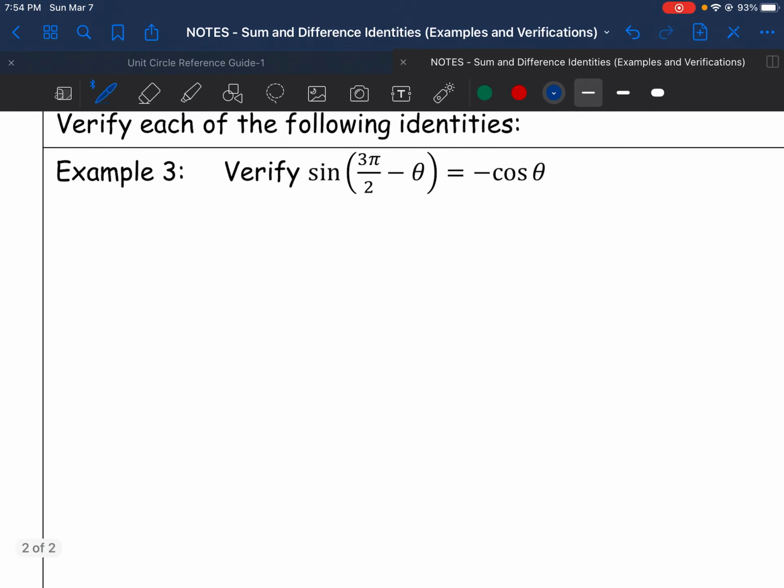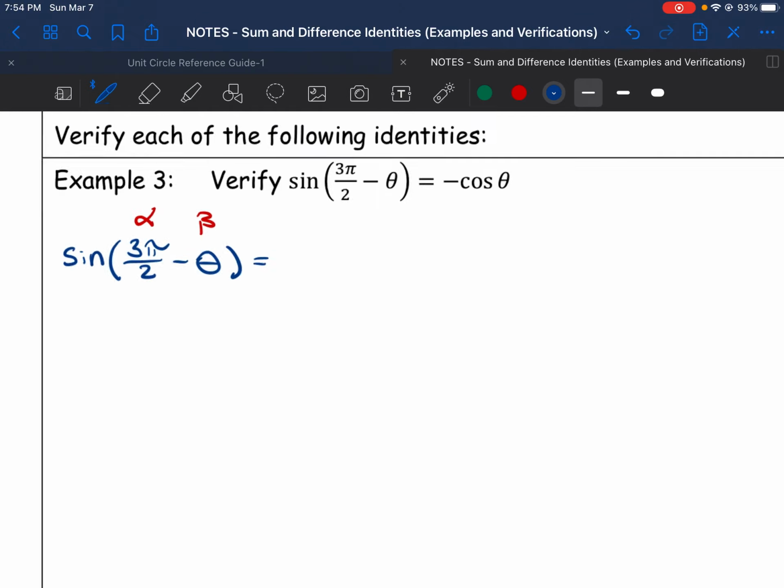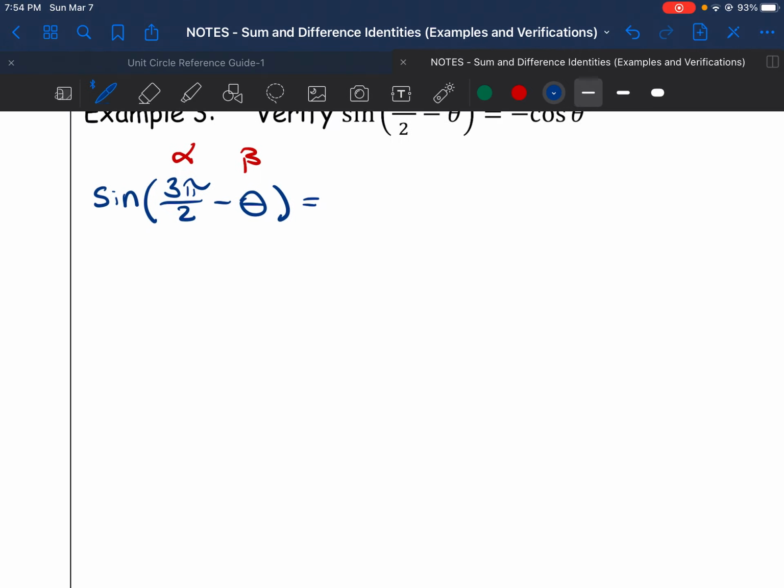Let's start with sine of 3 pi over 2 minus theta. All right. Well, this is clearly a difference formula for sine. And if we follow the difference formula for sine, let's go ahead and call 3 pi over 2 alpha. Let's call theta beta. And let's just follow the formula. So sine of 3 pi over 2 minus theta would end up being sine of 3 pi over 2 cosine of theta minus cosine of 3 pi over 2 times the sine of theta.